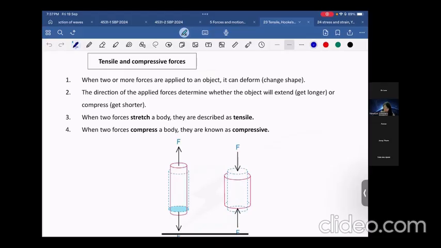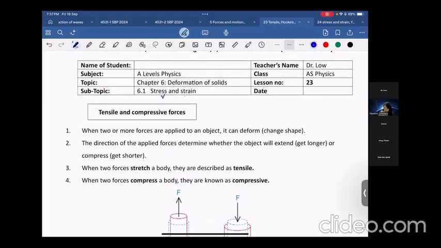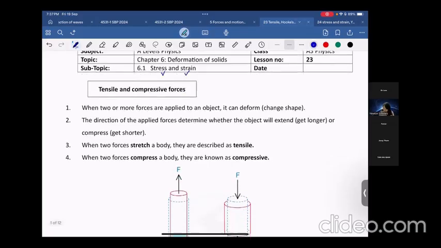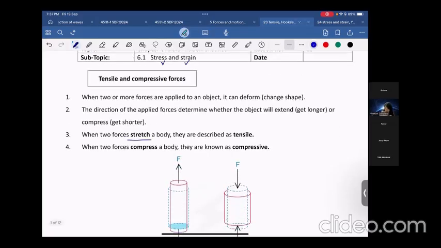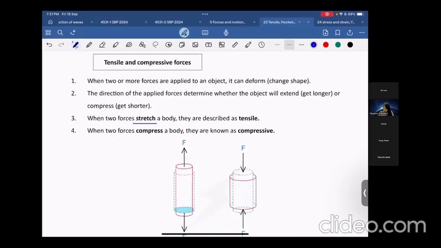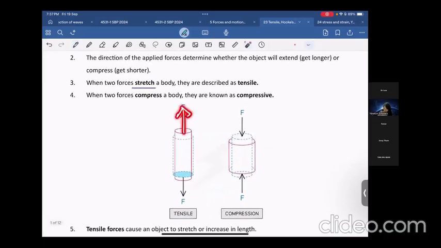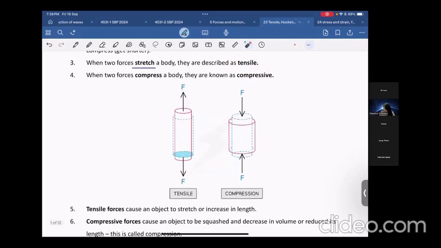Before we learn about stress and strain, we have to learn some forces: tensile and compressive force. So what is tensile? When two forces stretch, you stretch. The diagram here shows you stretching it. When you stretch it, this force is called tensile. When we apply a tensile force and stretch the object, the length will increase. The force we call tensile force.